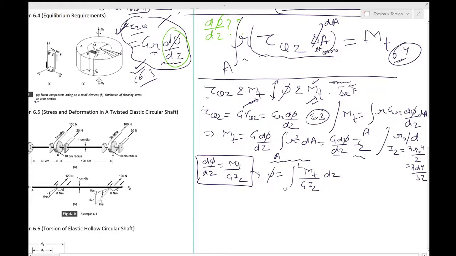Because delta z is a small slice and it goes from 0 to capital L, which is the length of the shaft, and phi is something which you would get in radians after this, so this would just make it Mt L by GIz. So this 6.8 essentially gives you the relationship between phi and Mt.